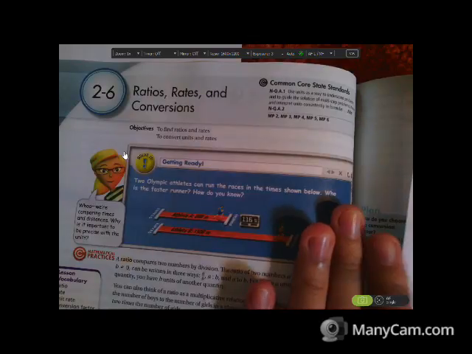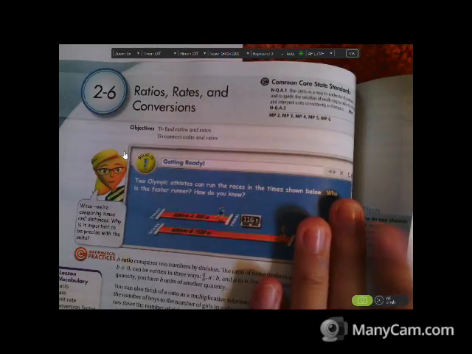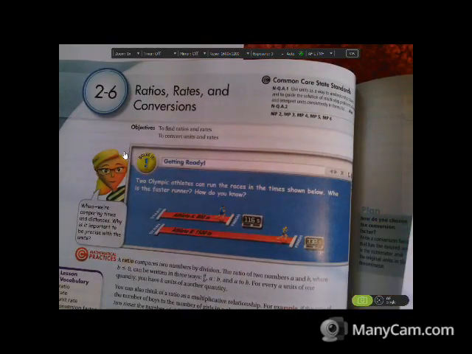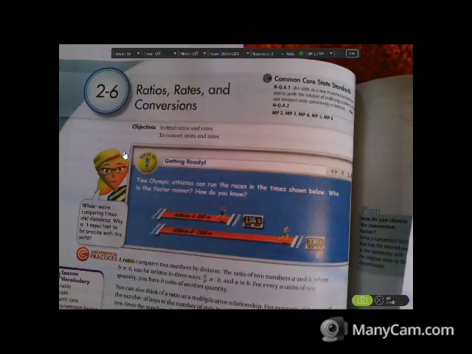We are looking at section 2.6, ratios, rates, and conversions. Let's look at the solve it. Two Olympic athletes can run the races in the time shown below. Who's the faster runner? How do you know?